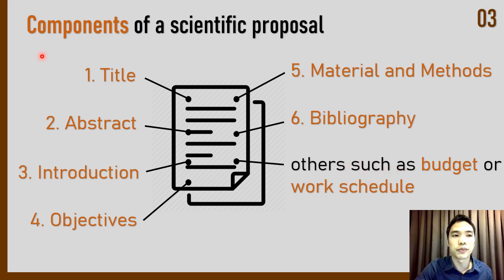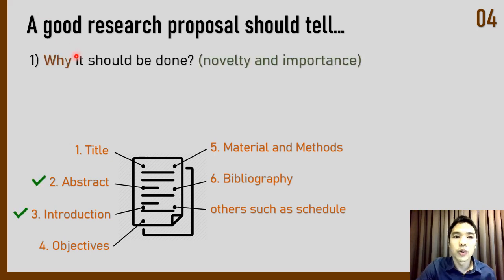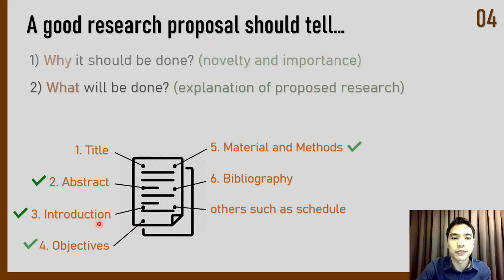So as an overview, a good research proposal should tell, first, why your research should be done. This includes the novelty, which is how new is your research. Has anybody done this before? Another one is the importance. Would it affect the society or the funders in a good way? And this message will be in the abstract and the introduction part.